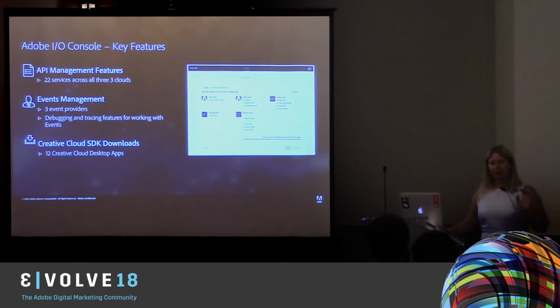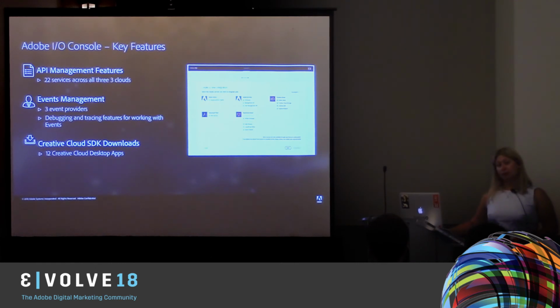But if you have an org and you're a system admin, go check out console.adobe.io, so you can see the different APIs, you can access events, and we'd be happy to talk to you about getting early access to runtime as well. So there are about 22 services across the different clouds. We have the event providers in there as well.